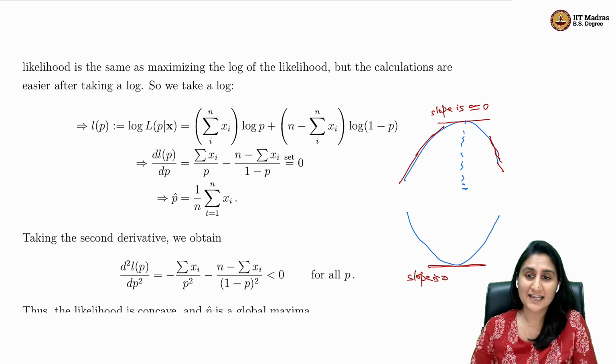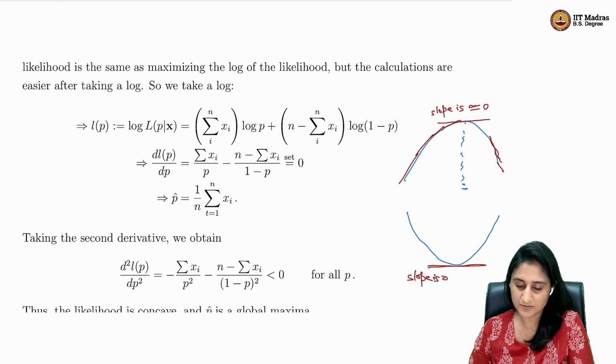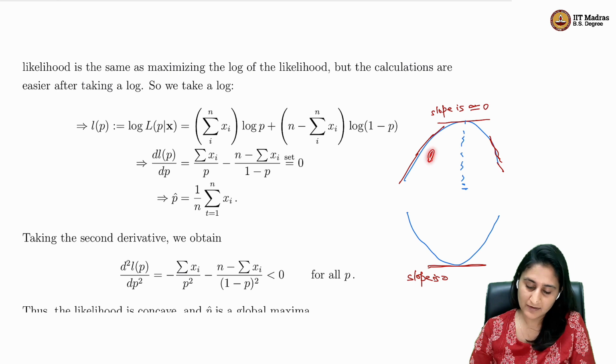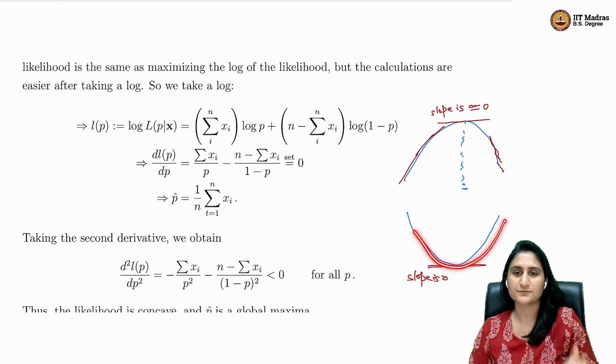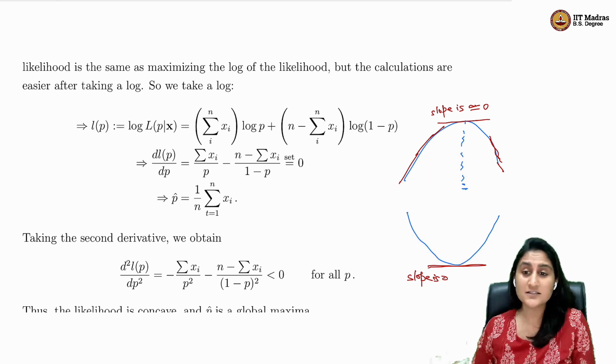But then also the second derivative over here, because this is the shape of my function, the second derivative, L double prime of P, should be negative, right? If it is, then I know I have a concave function and not a convex function. Okay, so these are the steps.